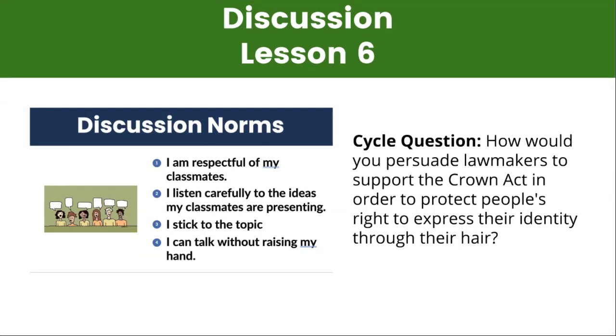Lesson 6 again reviews the cycle question: how could you persuade lawmakers to support the Crown Act in order to protect people's rights to express their identity through their hair? This could elicit a lot of emotions. I encourage you all to really be mindful of how students are doing, how they're feeling, but also setting discussion norms again so that students are respecting one another's opinions as well as listening with intent.